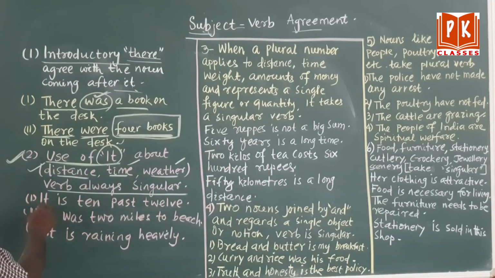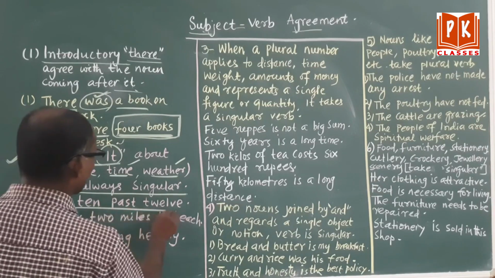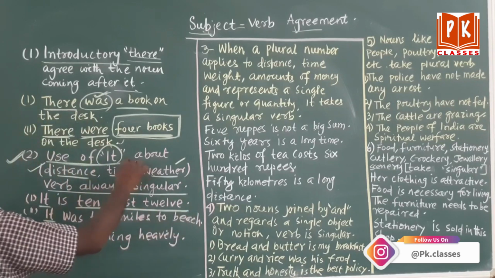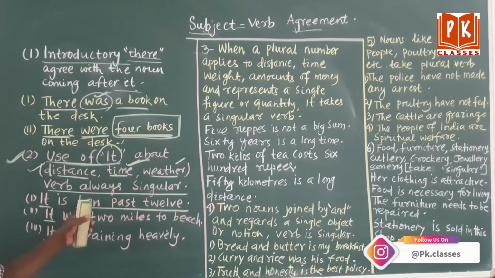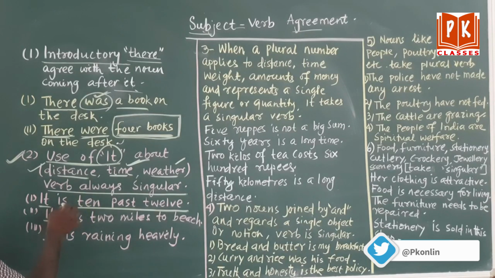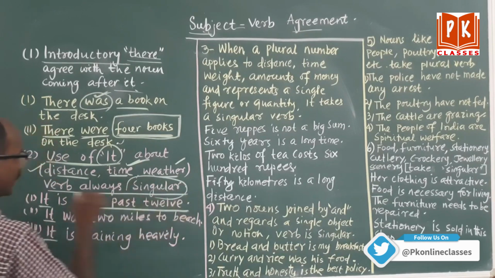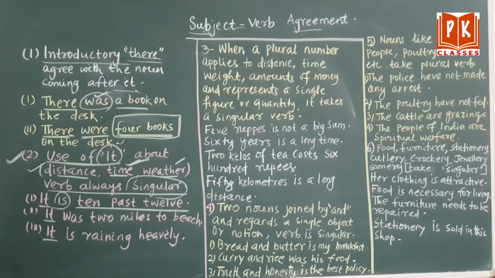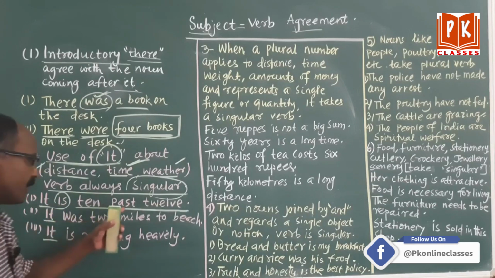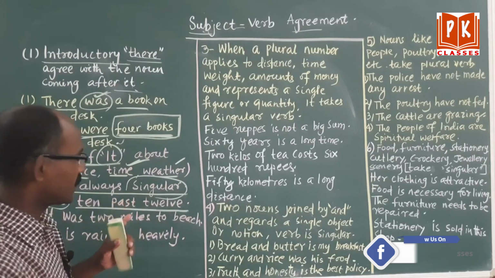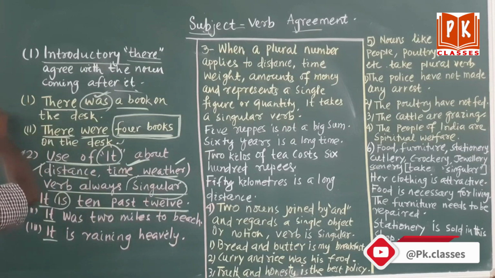So in every such sentence, it is there. Okay, ten past twelve. What time does it indicate? Ten past twelve. So the verb will agree with the singular: it is or it was. Clear? It is ten past twelve. That means the time is this.